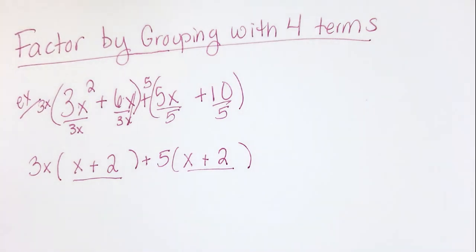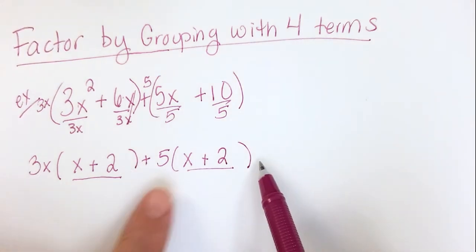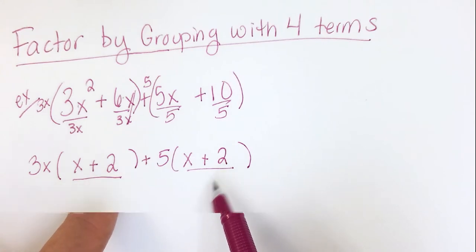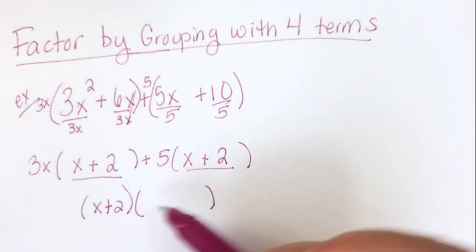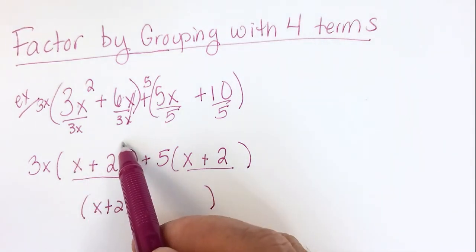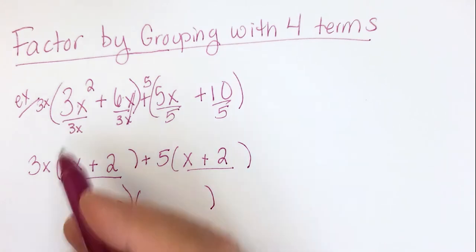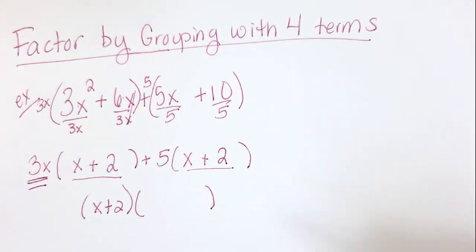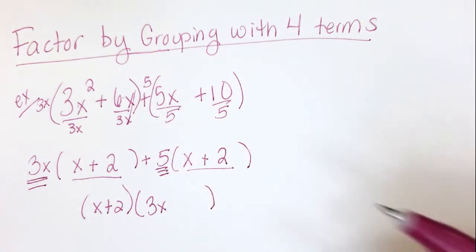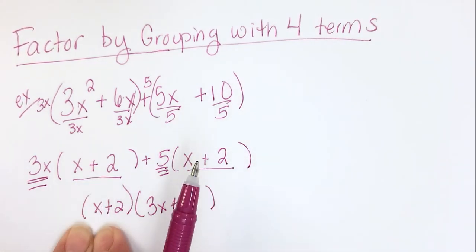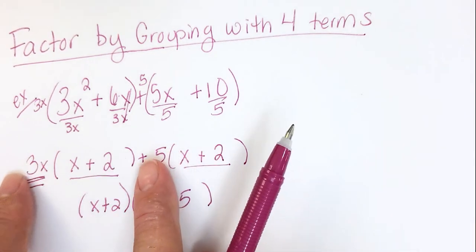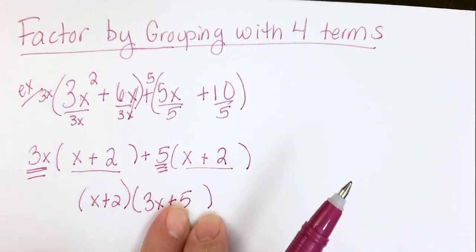So if we look at the whole thing all together, what would be in common with each of these expressions? You can see x plus 2 is in common. So we're going to just write that out front as our new GCF. And then if we were to take this GCF out, what do I have left? Well, I have this 3x, so that's going to be part of our remaining factor. And then I have this 5. So we're going to have 3x plus 5. So one more time, this x plus 2 comes to the front, and what is in front of the x plus 2's becomes the second factor.